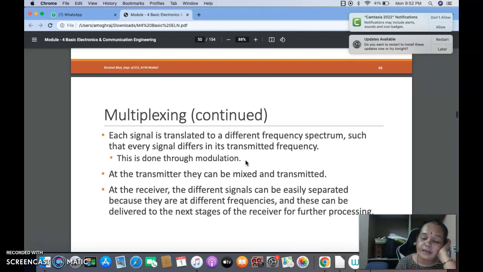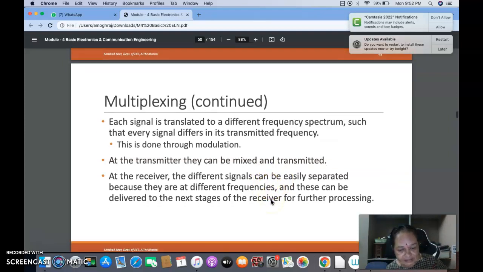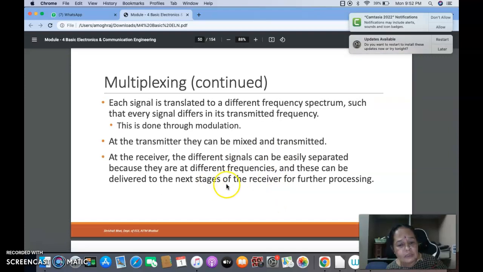And what is done at the receiver? The signals can be easily separated because they are at different frequencies, and the separated messages are delivered to the next stages of the receiver for further processing.